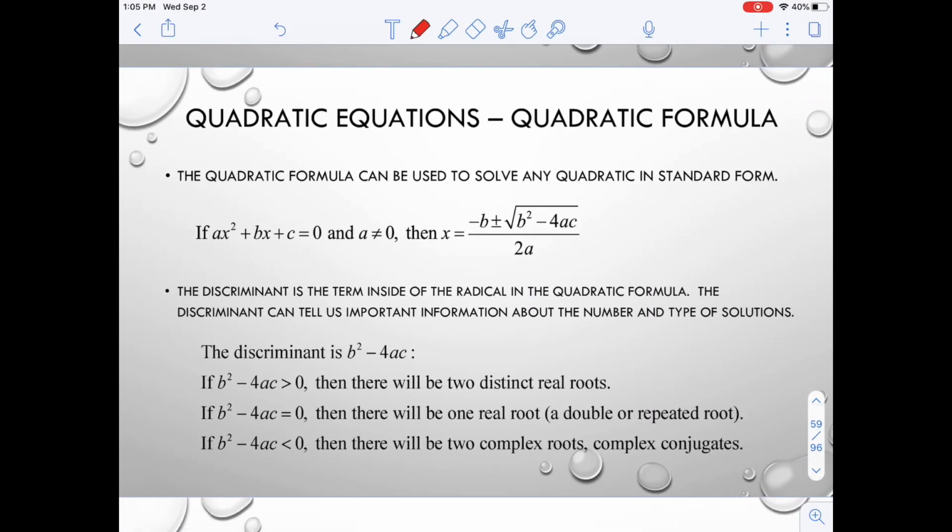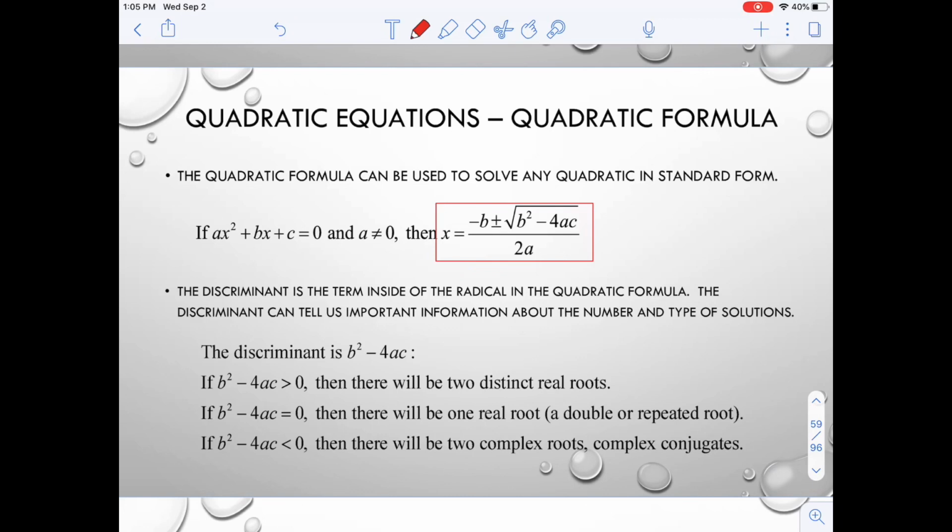So that brings me to our quadratic formula. All right. If I have any quadratic, ax squared plus bx plus c equals 0, such that a does not equal 0, then I know that x must equal the opposite of b plus or minus the square root of b squared minus 4ac all divided by 2a, where a, b, and c are the coefficients from that quadratic equation.